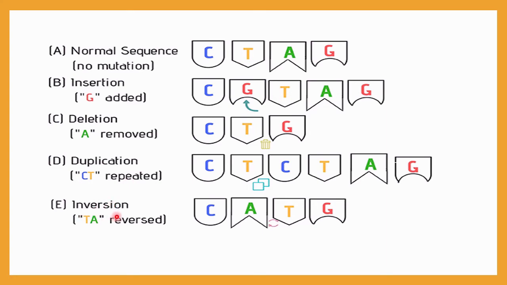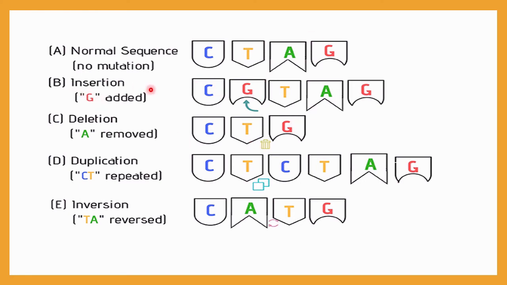Next is the inversion. Here what happened? T and A both are reversed. Instead of TA, it is AT now. You can see here, in the normal sequence it is CTA, but now it is CAT, as A and T replace their places. So now the new sequence is CATG. This is all about the types of mutation we have learned in this slide.